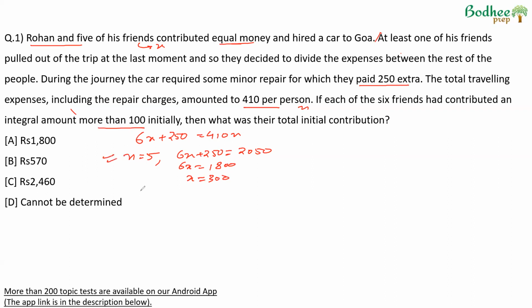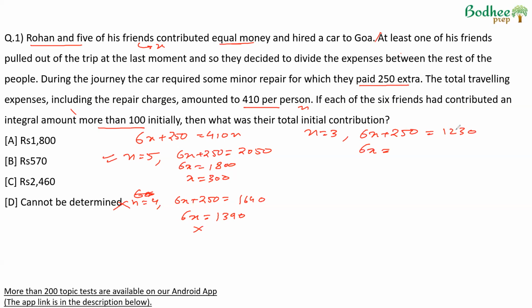So this is possible. If we put n is equal to 4, in that case 6x plus 250 is equal to 410 into 4, which will be 1640. 6x becomes 1640 minus 250, 1390. Now 1390 is not divisible by 6, so we will not get an integer here, so this does not happen. If I put n is equal to 3, 6x plus 250 becomes 410 into 3, which is 1230. 6x becomes 1230 minus 250, which is 980. 980 is not divisible by 6, so x will not be integral, not possible therefore.